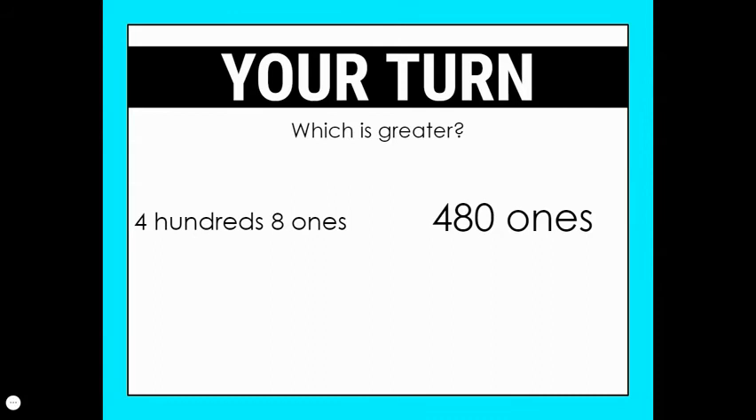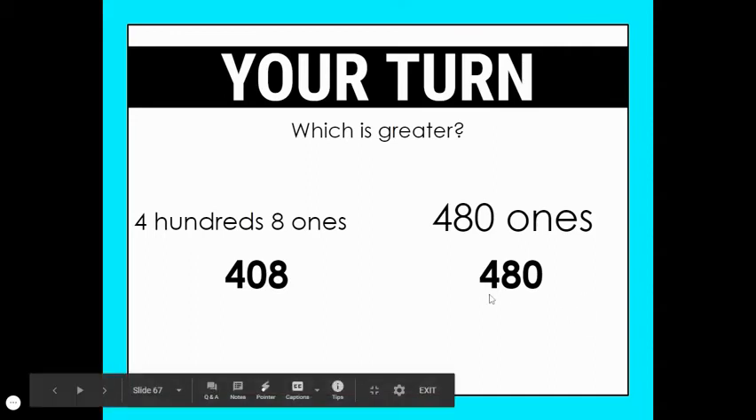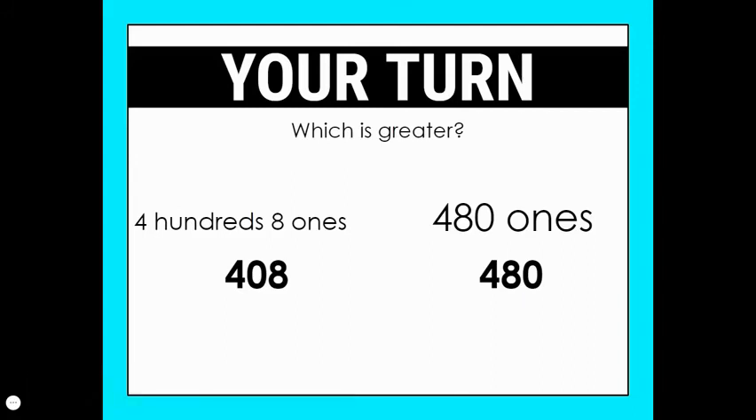All right. So for this one, did you do your 400s and your 8 ones? So hopefully your standard form of the number looked like this, 408. And your 480 ones, well, that's just 480. Think of all those little ones, base 10 blocks. If you spread those out and made groups of 10s and groups of 100, it would be 480. Right now, add in your greater than or less than sign. Which number is greater or bigger?